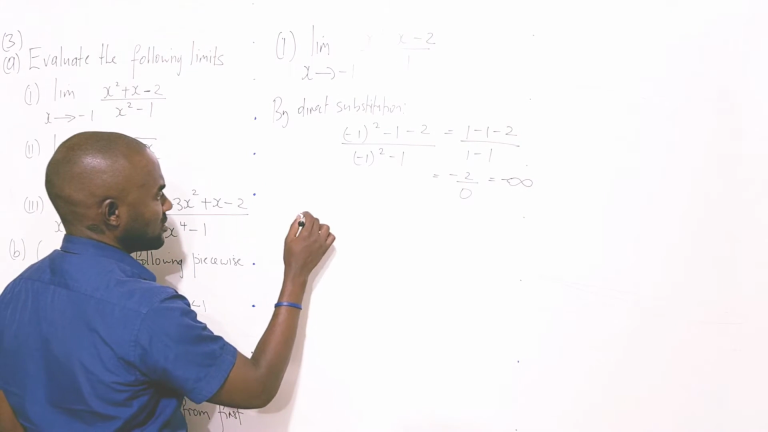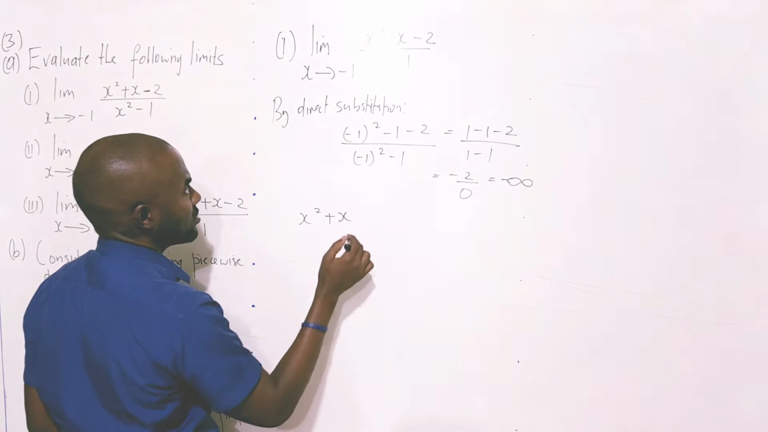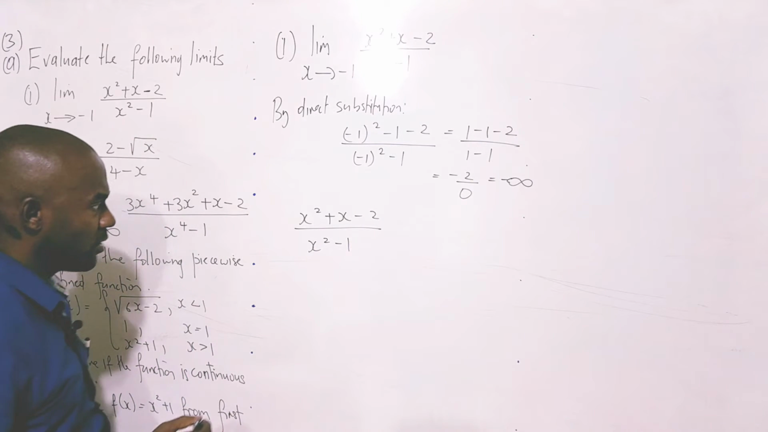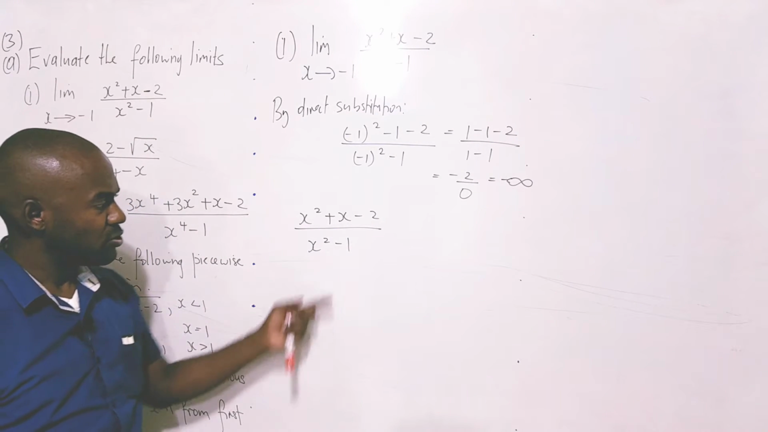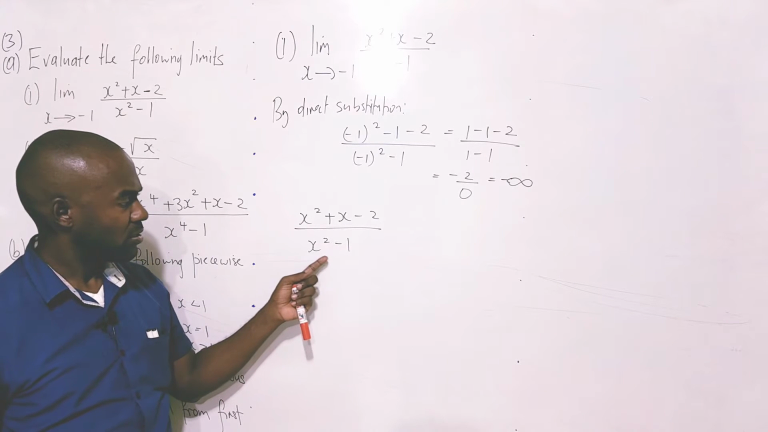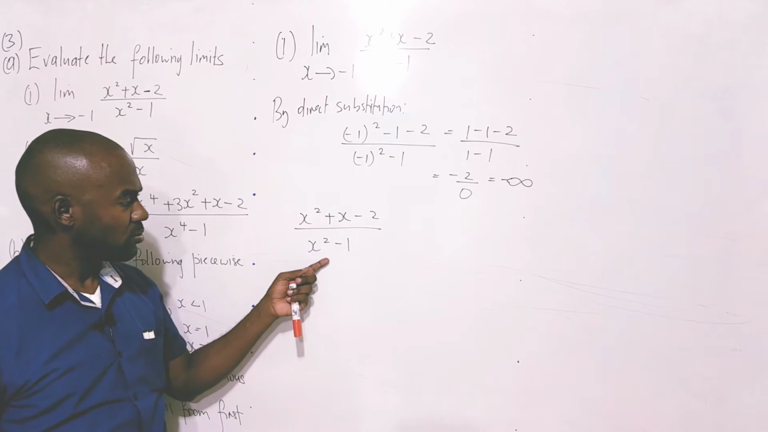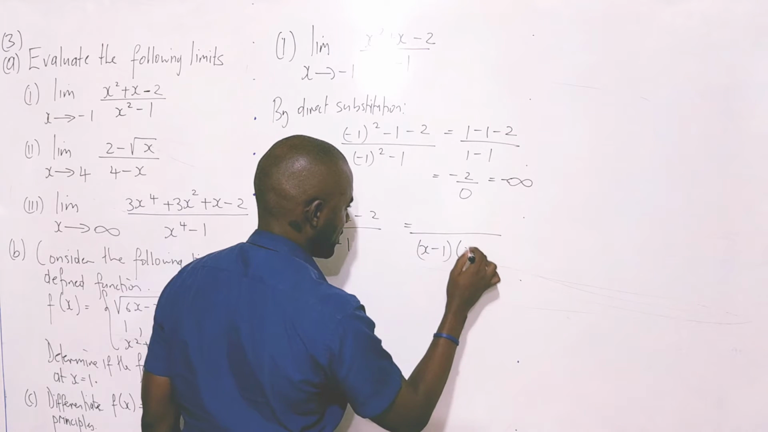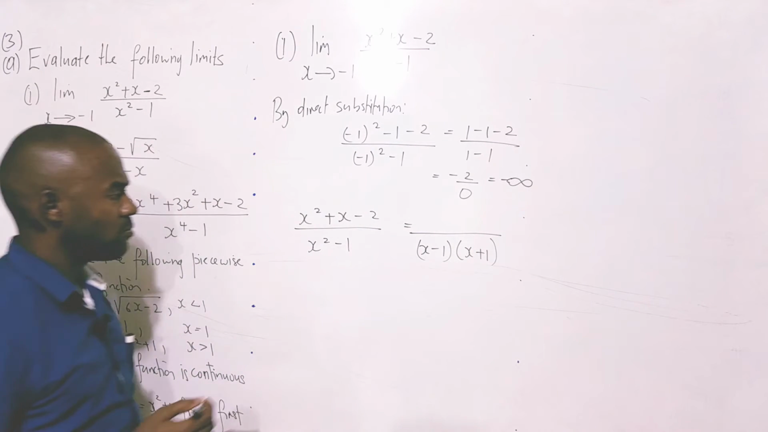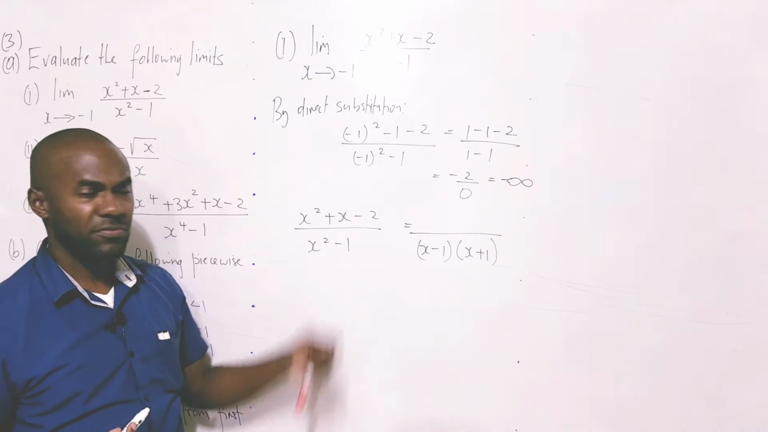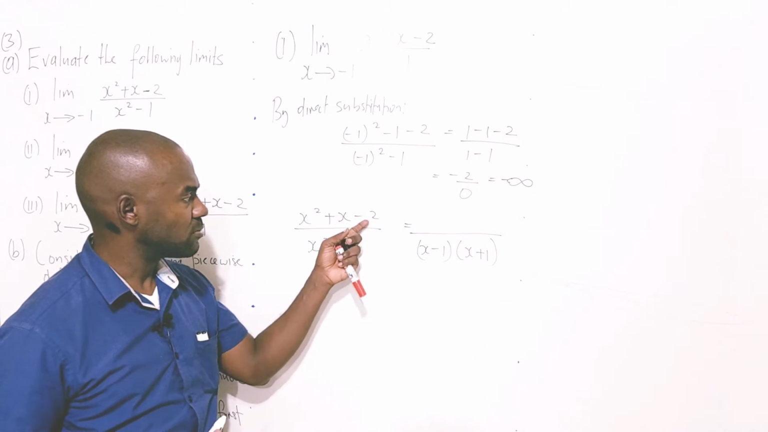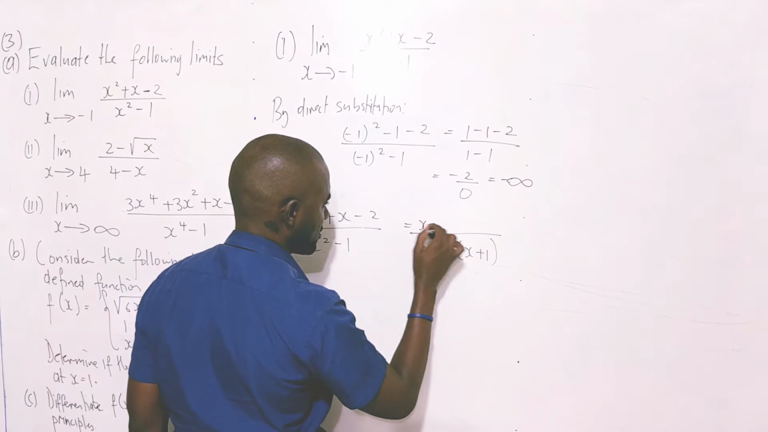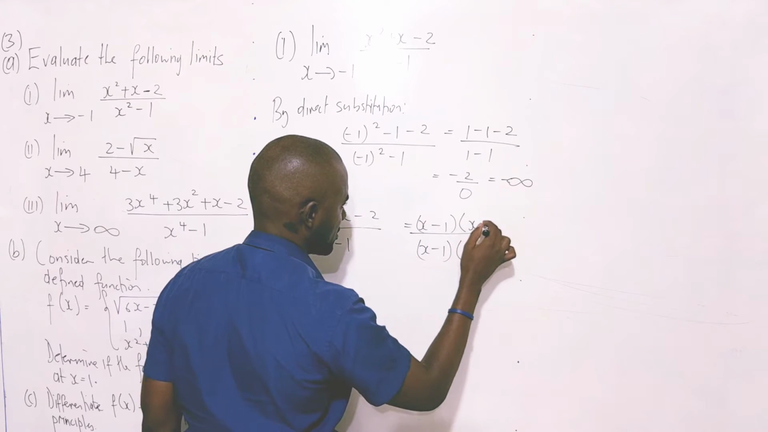So let's examine the function x squared plus x minus 2 divided by x squared minus 1. Now let's look at the denominator, x squared minus 1. We should be able to recognize this as a difference of two squares. x squared is a squared number, 1 is also a squared number, so x squared minus 1 would be x minus 1 times x plus 1. The numerator is also a quadratic, and we'll check if it can be factorized. And it happens to be able to be factorized. When we factorize x squared plus x minus 2, what we get is x minus 1 times x plus 2.